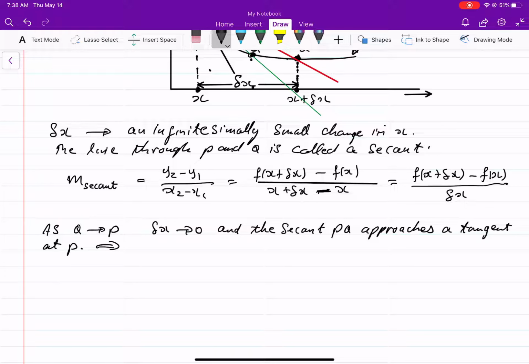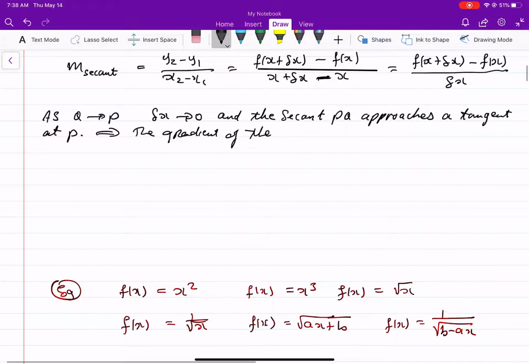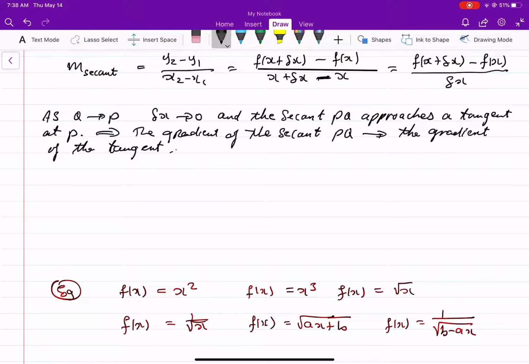This would imply that the gradient of the secant PQ approaches, I'll use the arrow to represent approaches, the gradient of the tangent at P.